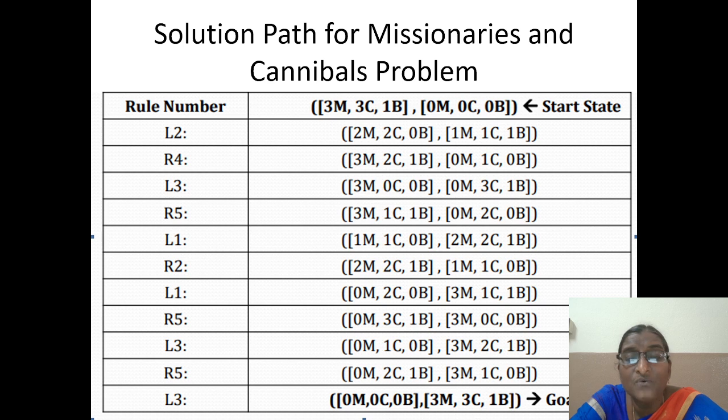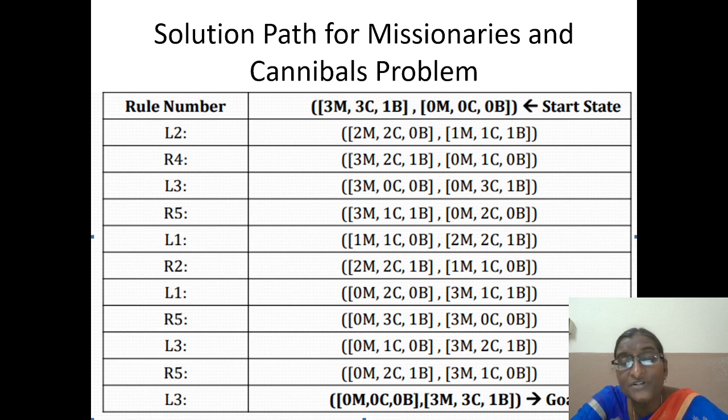Again, R5, what is happening? You can see that the missionaries or cannibals are moving from the right bank to the left. Here, one cannibal is moving from the right bank to the left bank. And in the next step, we can apply the other rule called L3. When L3 is applied, two cannibals are moving from the left bank to the right bank, so it becomes 2C there.